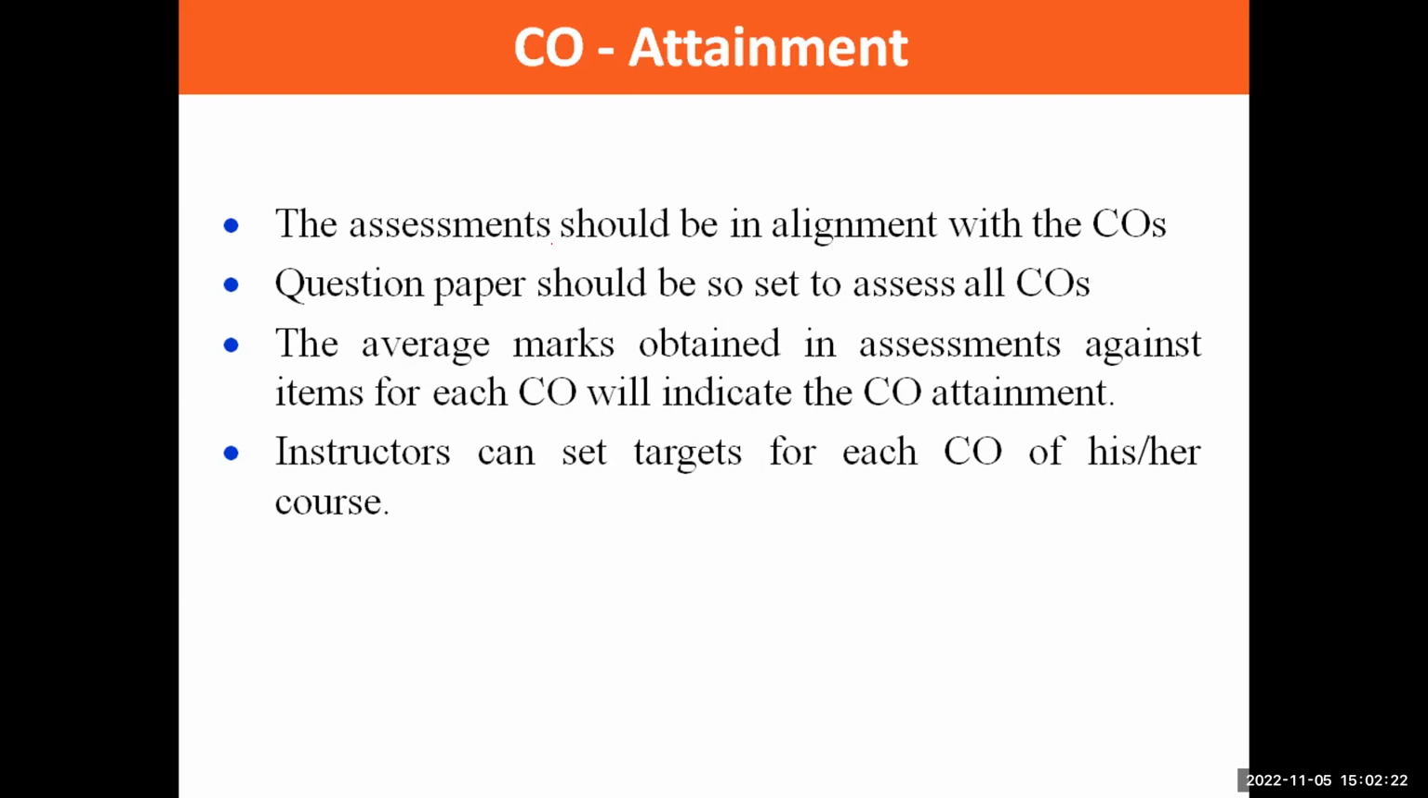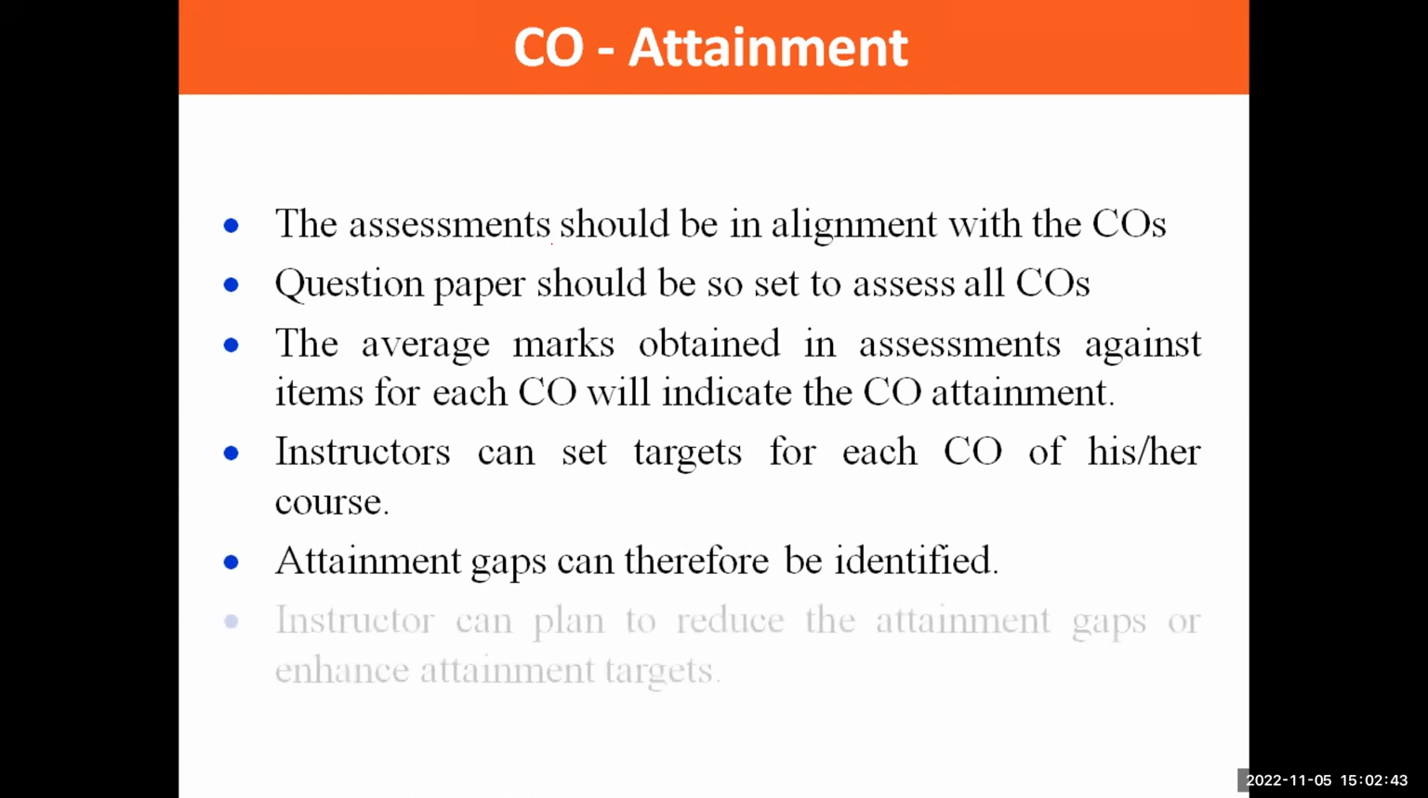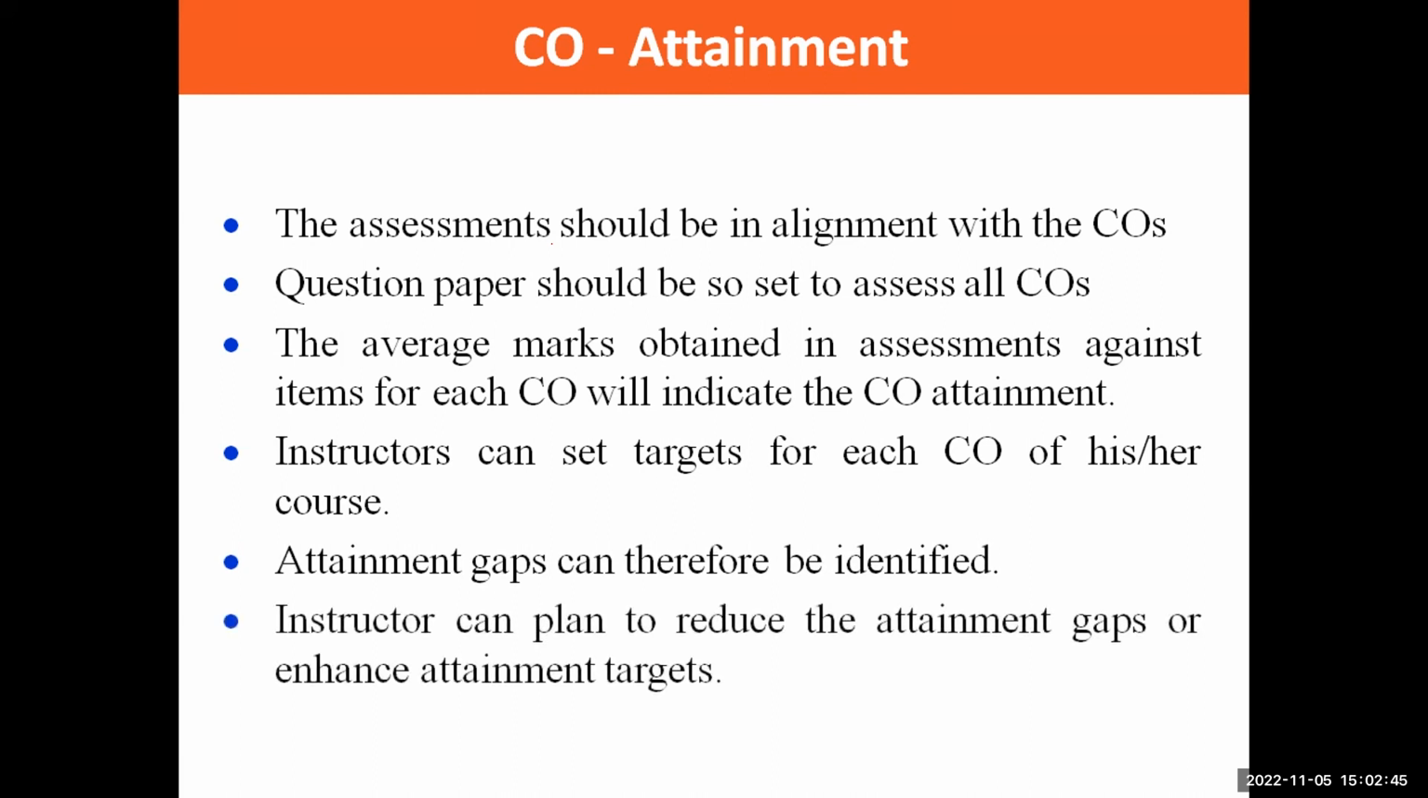So suppose you have a particular course, you can define that the target for this CO should be 70%, or you can have one target for the entire course also. That's the kind of freedom you have as faculty members. The attainment gaps can therefore be identified, and attainment gaps is not clear at this moment. Maybe after some time it will be clear to you.